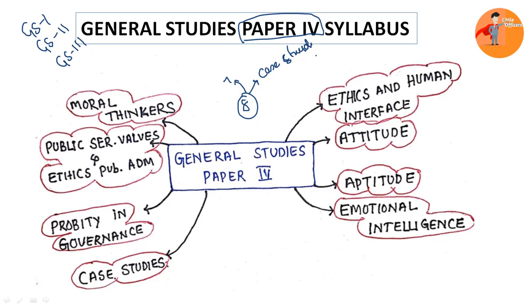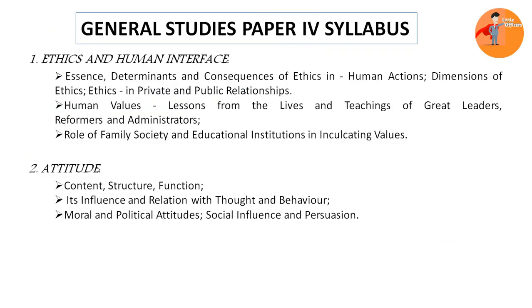First and foremost, we have ethics and human interface, then attitude, then aptitude, emotional intelligence, moral thinkers and their contributions, then public service values and ethics in public administration, then probity in governance, and finally the case studies based on all these 7 topics. Now let us look at the contents of each of these broad topics. Alright, let us begin with ethics and human interface.